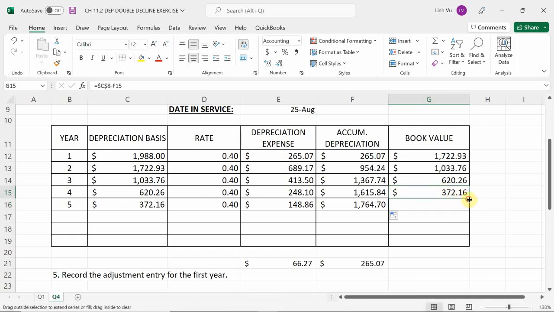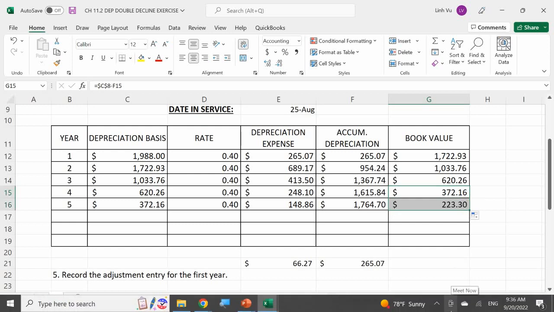$223.30. Good. So, question. Can you go for a 6th year?